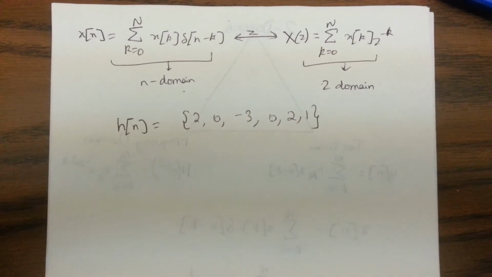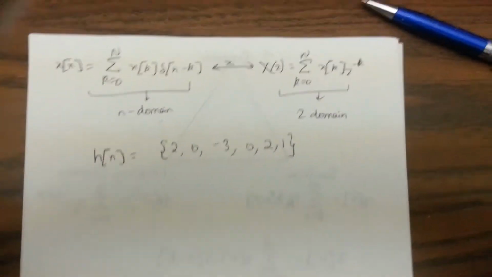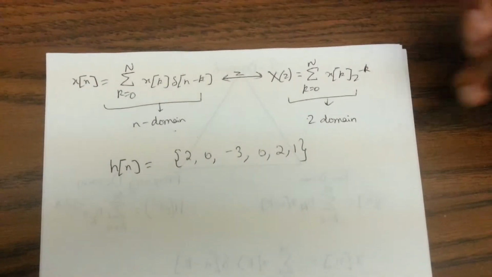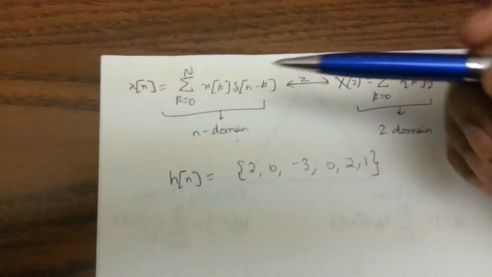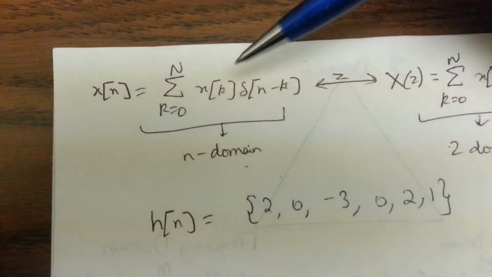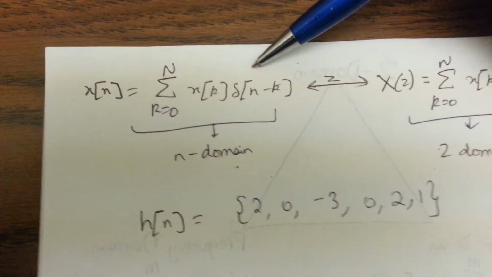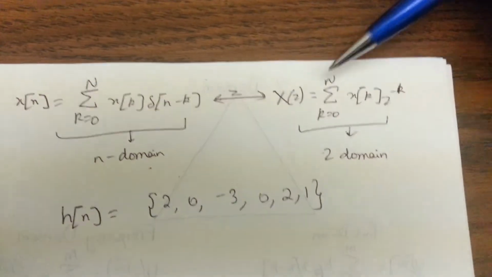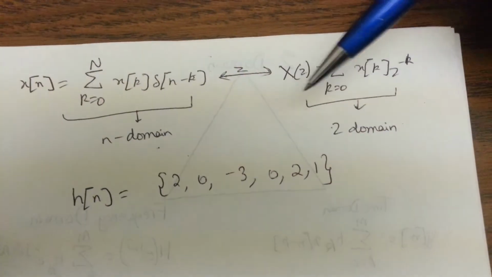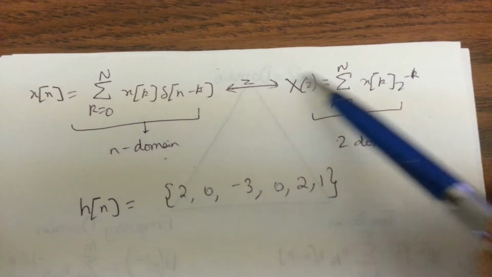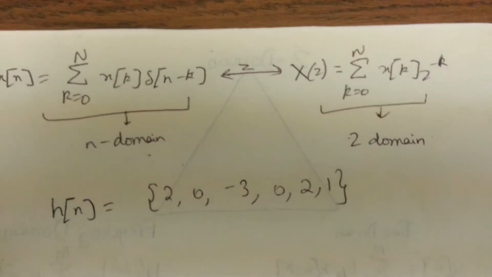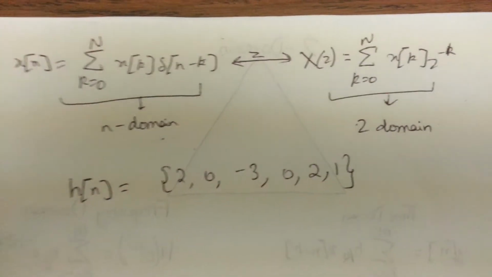Alright, so in the last video we introduced the z-domain, and we explained mathematically how to represent a z-domain. Just to review, this is the time domain, or the n domain, and this is the z-domain, and this is how you can translate back and forth. Basically, the coefficient of this becomes the coefficient of this. So now in this video we'll do an example of this translation.